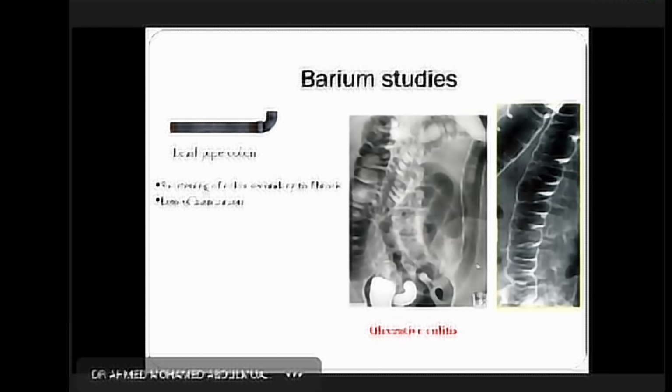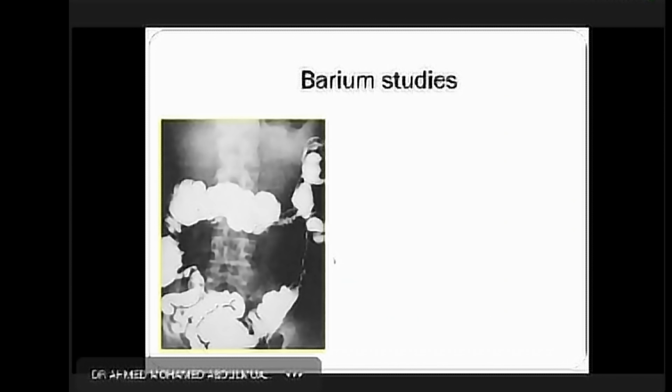Also other things, we can see other features like ulcers, of ulcerative colitis. This is another one, a single contrast barium enema, where I can see normal caliber, then short segment of stricture, then normal caliber, then short segment of stricture, then normal caliber, and a short segment. So what do we call this one? We call it discontinuous lesions of the bowel, which are skip lesions, which we can see also in Crohn's disease.